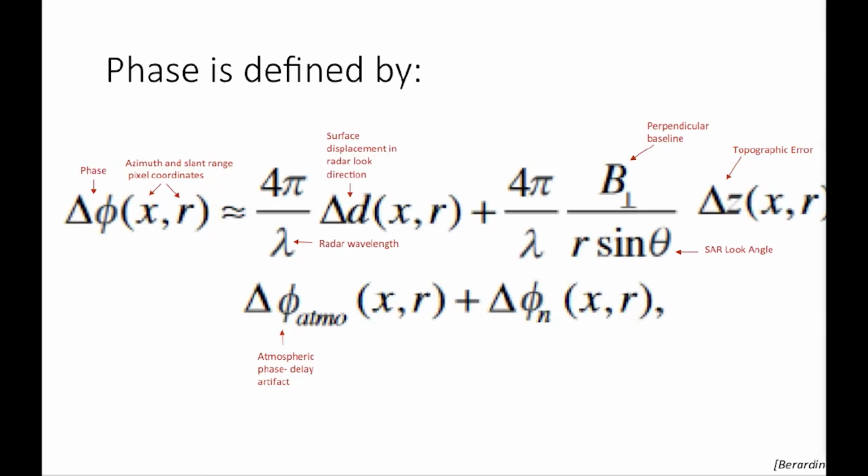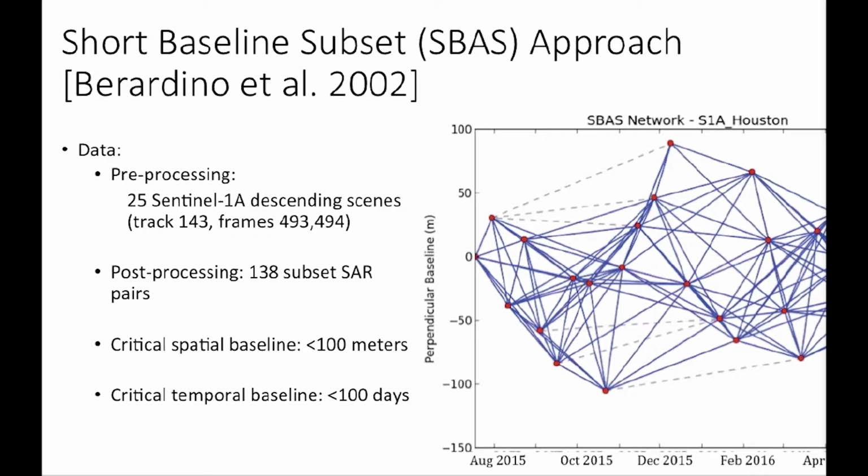Then there's the atmospheric phase delay effect. Even though radar is very good at penetrating all weather, and is also good for analyzing nighttime data, atmospheric effects still have an impact on the scene, so that's something we also have to account for. And also phase due to other noise sources. We use this equation to process scenes, and to get rid of noise, atmospheric corrections and DEM errors, we have to apply the short baseline subset approach, which was also implemented by Berardino in 2002.